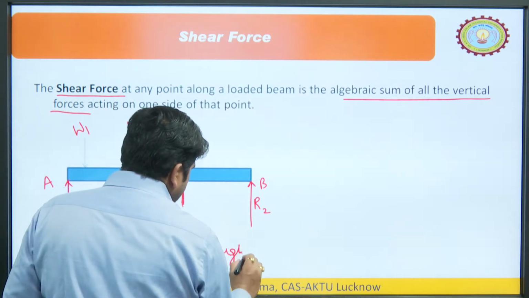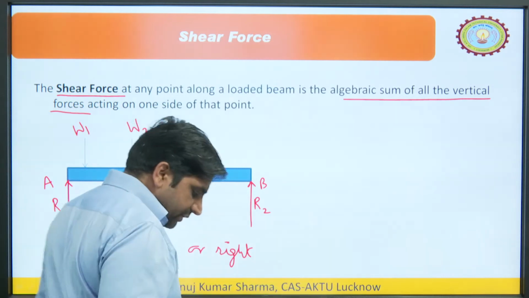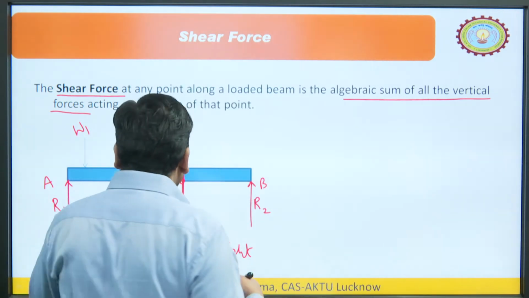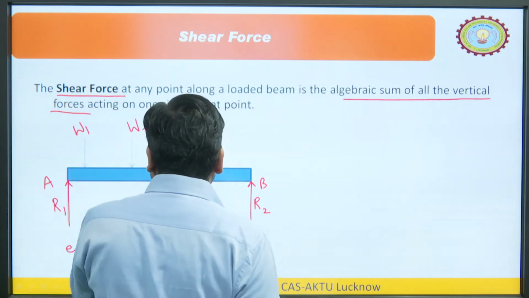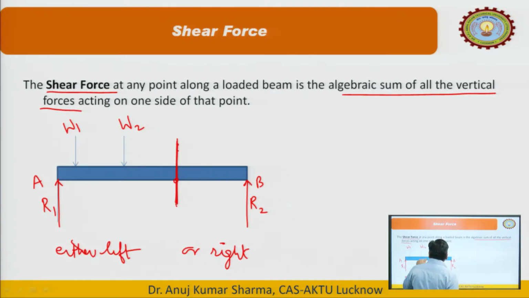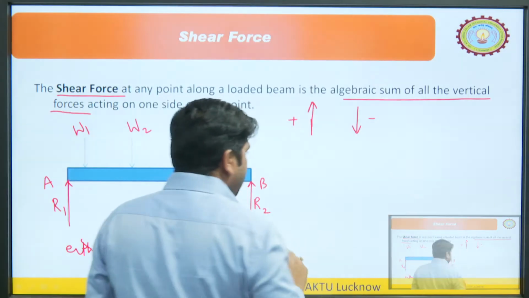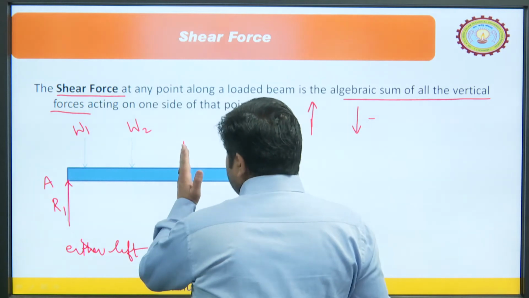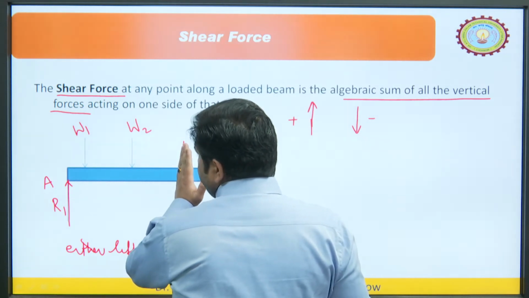So, for simplicity and till the end of this lecture or end of this topic, we will fix our sight on the left side. We will always see the left side of that section. Algebraic sum means you add all the forces by considering their sign convention. For sign convention, we consider the upward force as positive and the downward force as negative. Always we will have this standard notation. If you see the left side of this beam, we are having three forces.